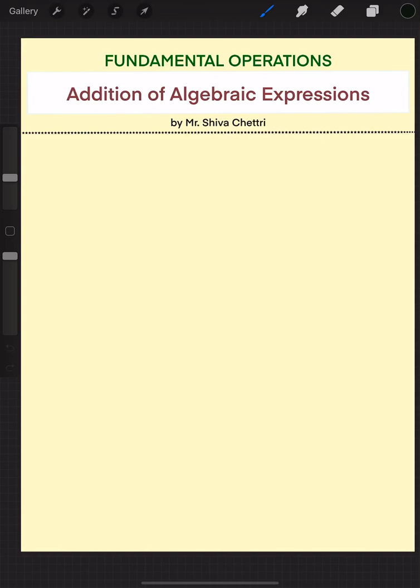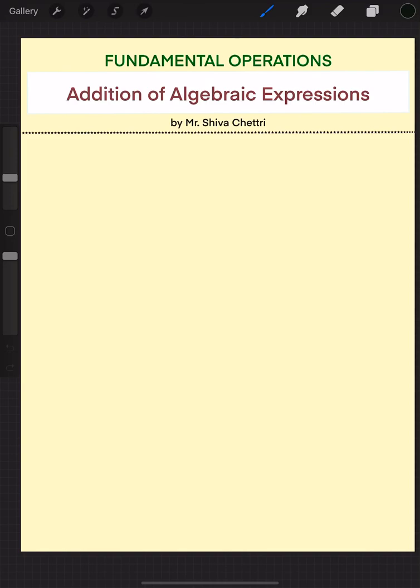Hello everyone, this is our new topic, that is fundamental operation, right? For this chapter you need to have a basic concept of the previous chapter, that is fundamental concepts of algebra. This is the subtopic of the algebra portion, and the earlier video was based on fundamental concepts. Now it's fundamental operation. Using that concept we will try to operate on algebraic expressions.